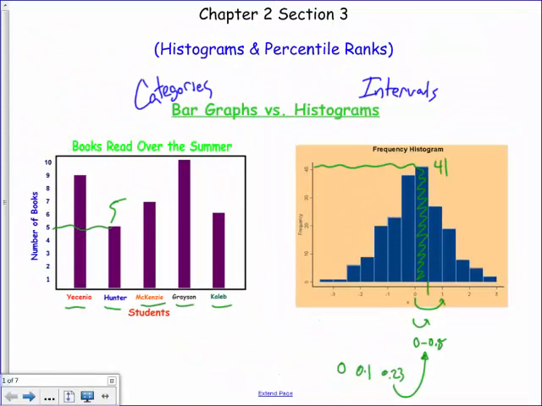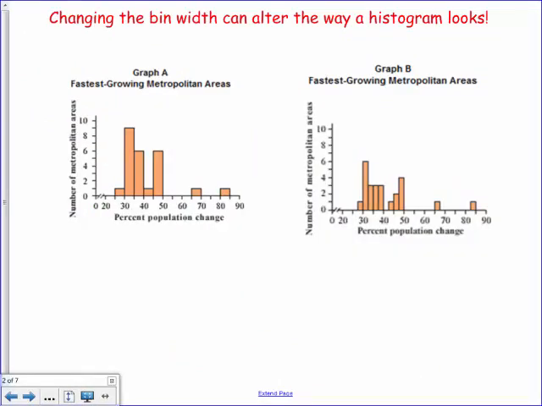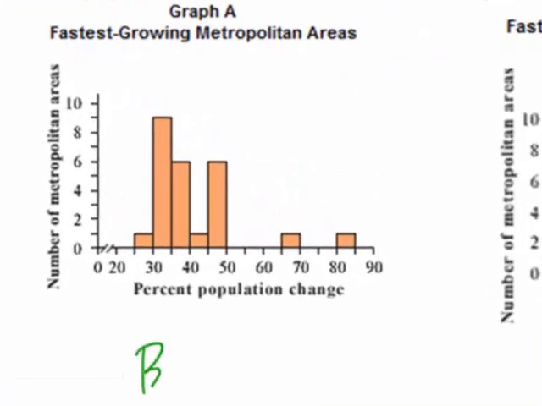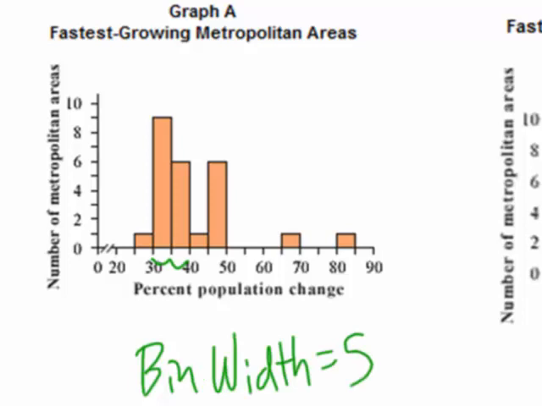And we're looking strictly at histograms here. And when you change the bin width, that can alter the way you look at your histogram. It can actually make your data misleading sometimes. So if I look at graph A and graph B, this is the exact same information. But if you notice, in graph A, what is our bin width here? Yeah, it's every 5, right? So our bin width is counting by 5s.